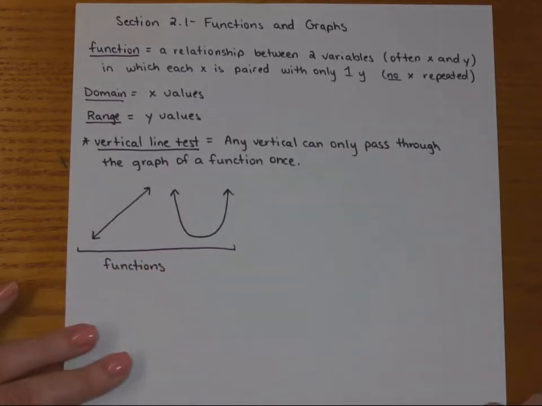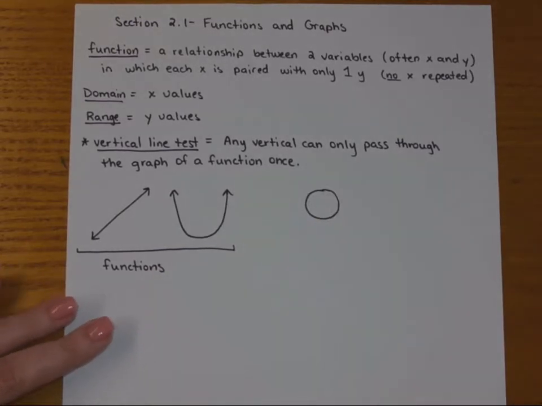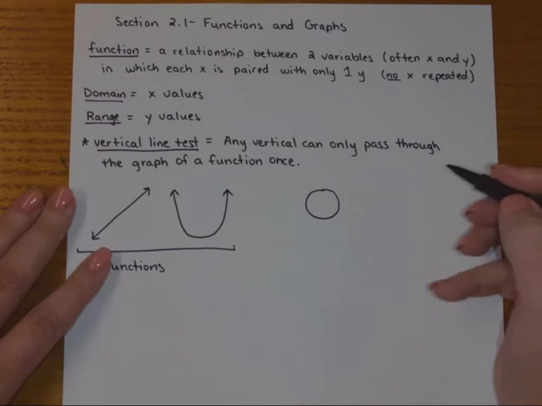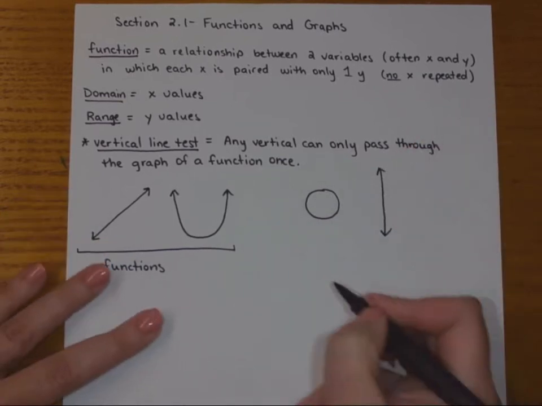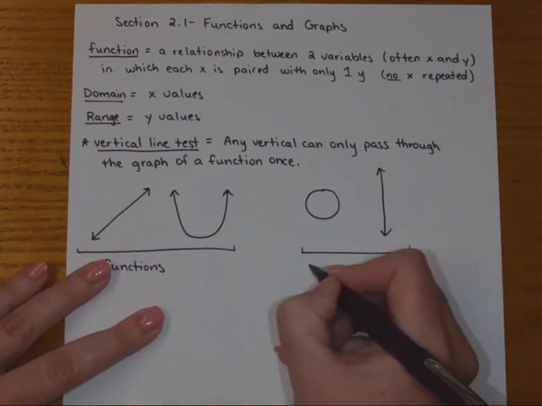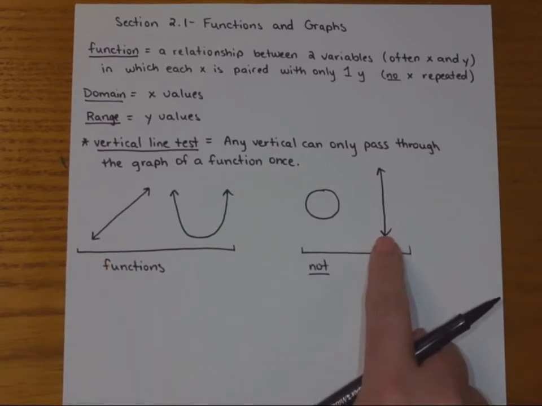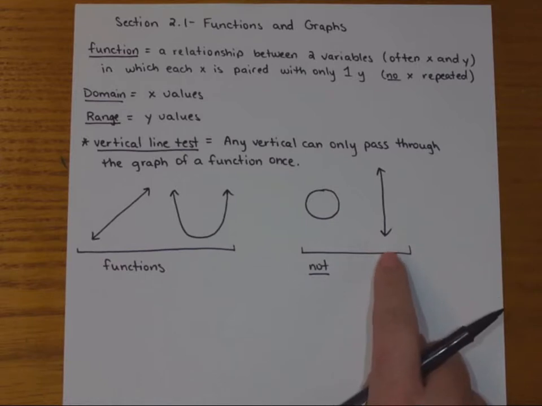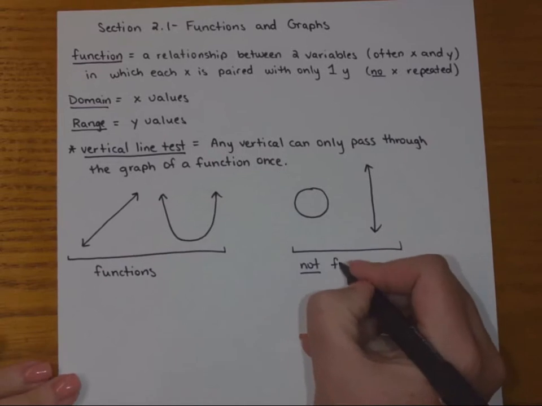So some things that are not functions are anything that's circular or oval in shape, definitely not. Anything where a vertical line could pass through the graph more than once. So even the special case vertical line would definitely not be a function. Because if you think about it, a vertical line could be drawn on top of that one and it would actually hit every point, which is certainly more than one point, right? So these are not functions.